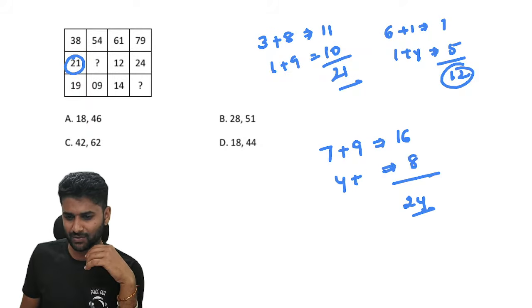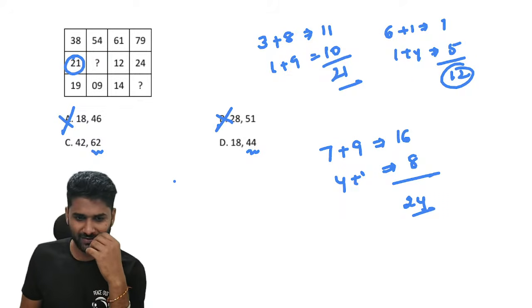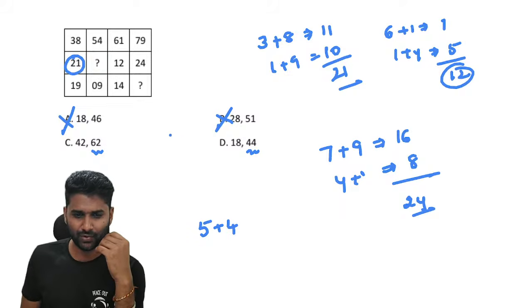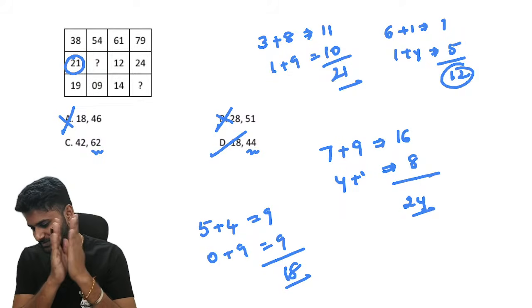So definitely go through the option verification. Either it is 4 plus 4 or 6 plus 2. So definitely A is not a right answer and B is not a right answer. And verify with the next one. 5 plus 4 is equal to 9. 0 plus 9 is equal to 9. Then the resultant is 18. So that's why D is the right answer.